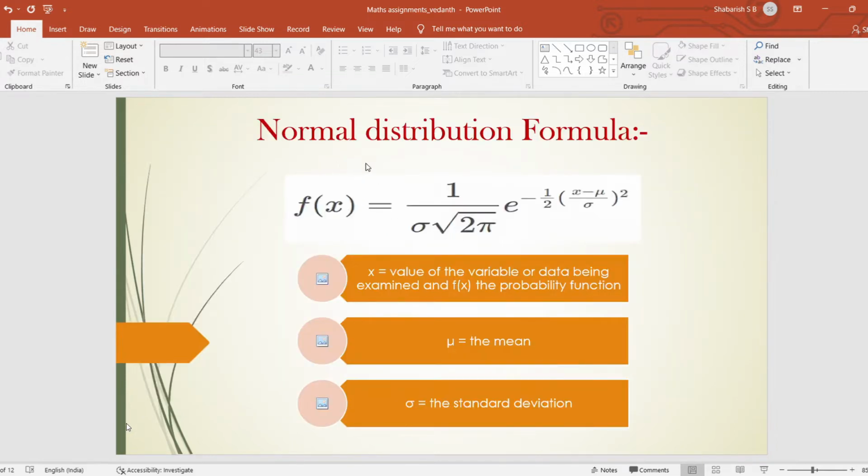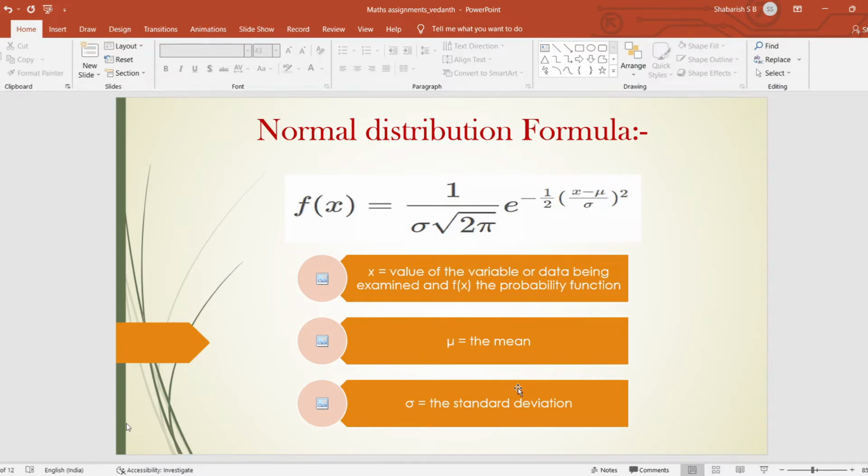Coming to the formula, let's revise it once and we can move further. This is the normal distribution formula. Go through it once, and the meaning of the terms is demonstrated here. X is the value of the variable or data being examined, and f of x is the probability function. Mu stands for the mean, and sigma stands for standard deviation. These are the two factors that we will alter, and we will see what changes they make in the graph.